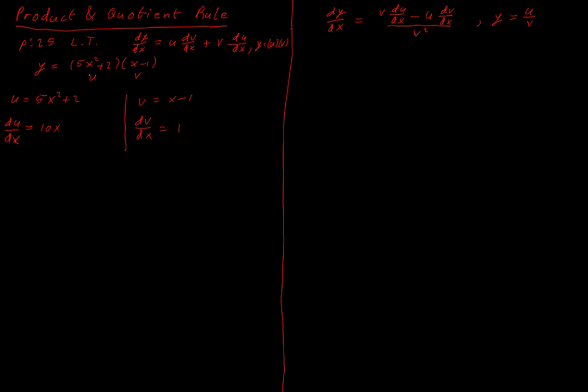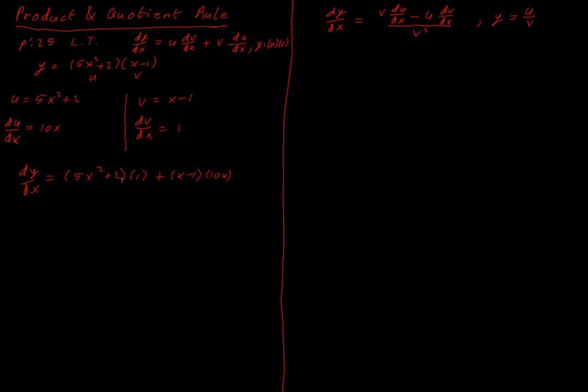So my setup is always going to be the same. Define what u and v are, write down my product rule formula, write down the bits I need for my product rule formula, and then sub into it. And if I follow those steps, these questions are very straightforward. So then my dy dx is just going to be u, 5x squared plus 2, times dv dx, which is just 1, plus v, x minus 1, times du dx, 10x.